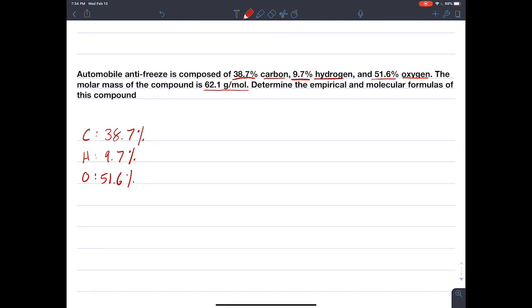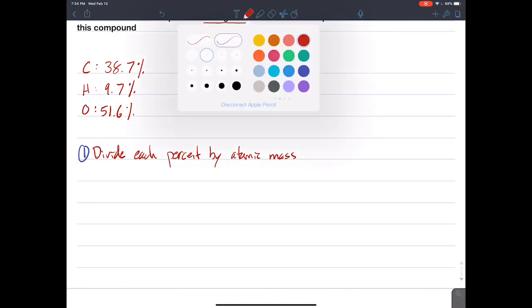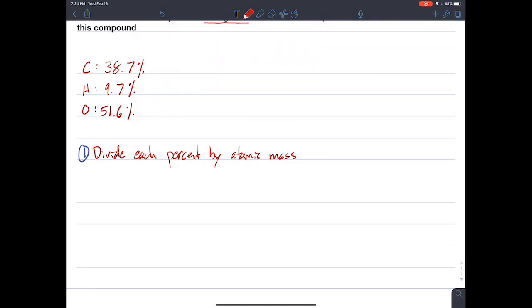So now comes step one. So the first thing I'm going to do, and I'll even label this for you guys. Okay, so step one, I am going to divide each percent by its given atomic mass. So divide each percent by atomic mass. Okay, so I'm going to start with carbon here.